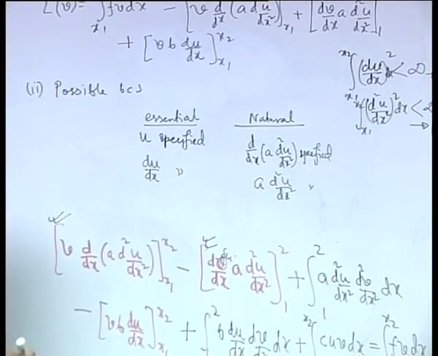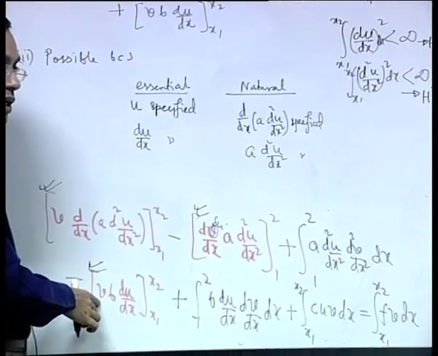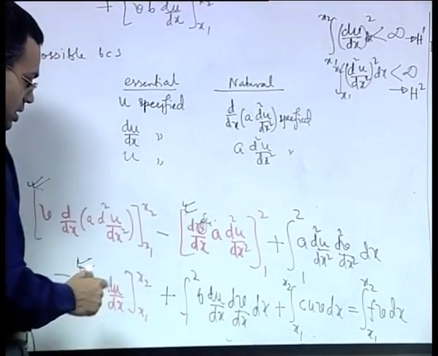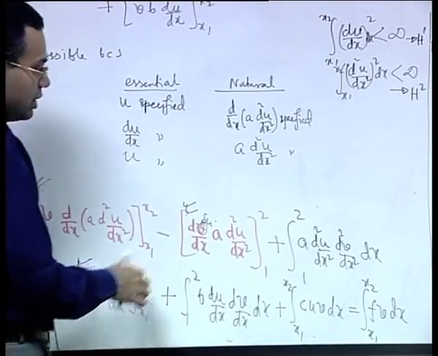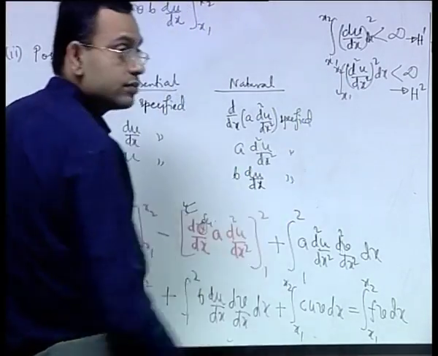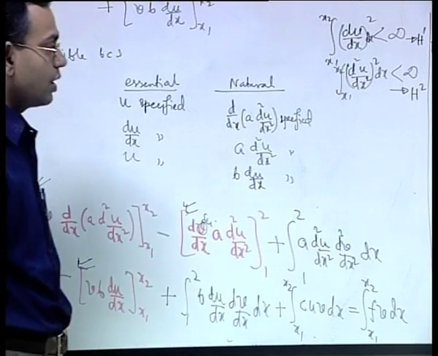Then we consider the third boundary term. In the third boundary term you again have v, v is delta u, that means u specified, and the corresponding natural boundary condition b du dx specified. So, these could be the possible specifications of the boundary terms. Okay.